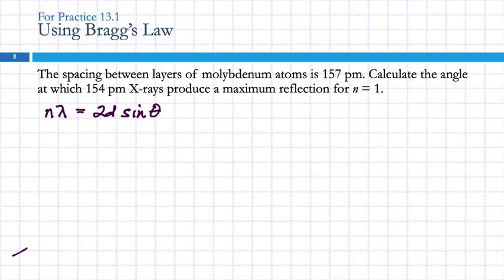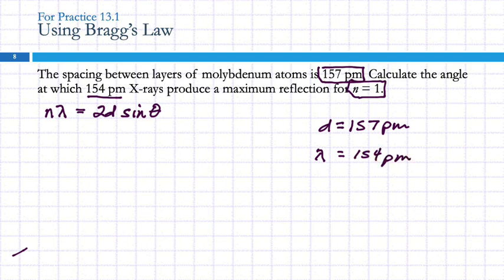So they tell us what n is. This is the spacing, so that's d. And that's the wavelength. So those are the numbers that we're given, and they're asking us to find the angle. So the angle is theta.